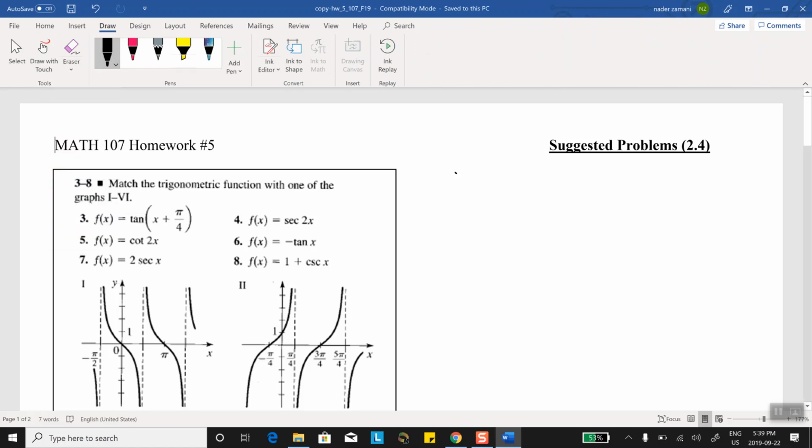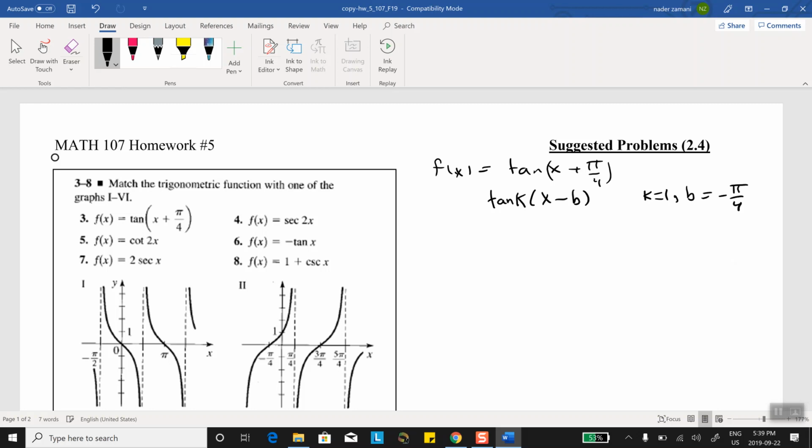Okay, so I have here f of x equal to tangent of x plus pi over 4. Now when you compare it with the most general way that this can happen, we have tangent of k times x minus b. So in our case, k is 1 and b is minus pi over 4. So if you plotted tangent of x, k is equal to 1, remember, and then shift it to the left by pi over 4, you get the answer to what we want.